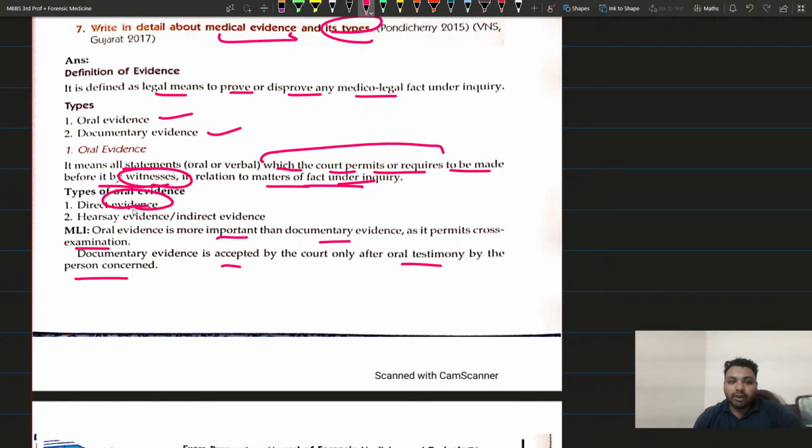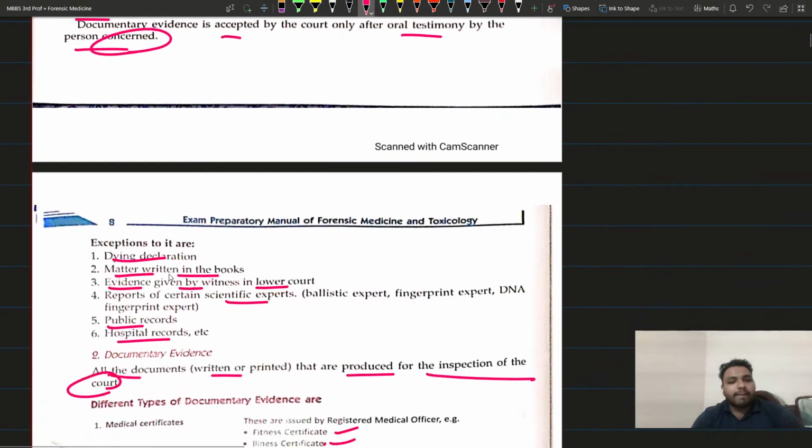Right? It can be direct or indirect. And what is the medico-legal importance? Oral evidence is more important than documentary evidence, as it permits cross-examination. From the perspective of cross-examination, oral evidence बहुत ज़्यादा important होता है. The documentary evidence is accepted by the court only after oral testimony of the person is confirmed.